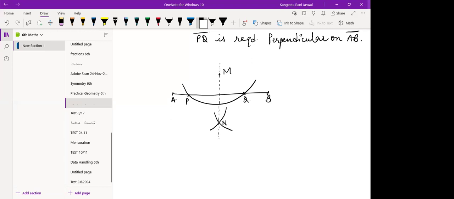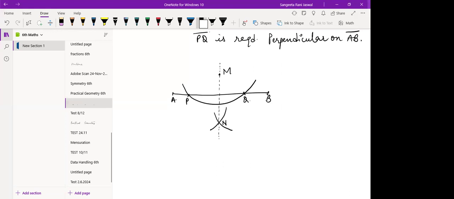This was when the point was outside the line, right? So what did you do first? You made this line segment AB, and then you took a point M outside the line. Then you opened your compass and made a big arc, so that this arc is cutting the line segment AB at two different points, okay? And we mark them as P and Q.